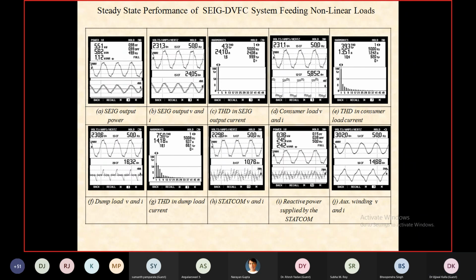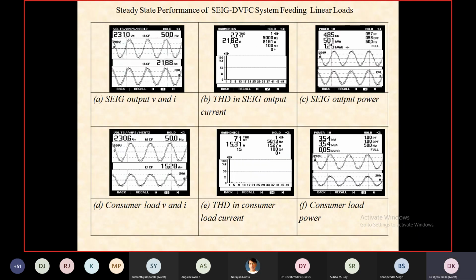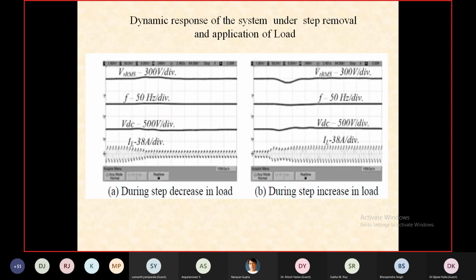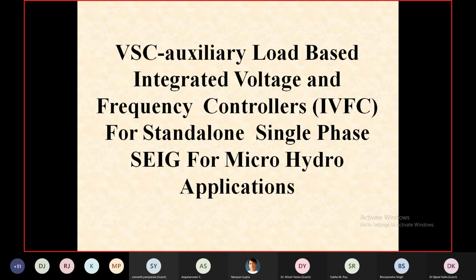And this is the performance with the linear load. Definitely when a system is capable of feeding a non-linear load, it will also be capable of feeding the linear load. And this is the dynamic system performance when we suddenly increase or decrease the load current. My system is maintained constant, voltage and frequency of the system are maintained constant. And that proves the validity of my system.